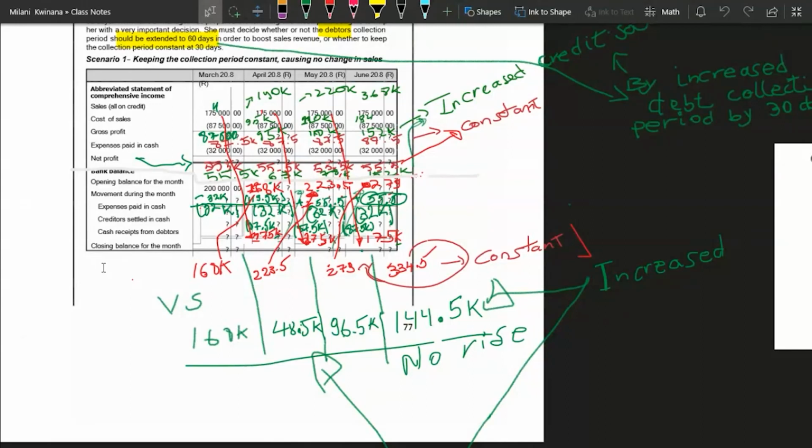So you say you can calculate the gross profit, which is very easy, which is sales minus cost of sales, right? Yes, as well as the net profit, because you say gross profit minus expenses paid in cash. My issue is when we come to the bank balance. In the opening balance for the month, we are only given March. How do you go about calculating the rest of the amounts? That's where I got lost.